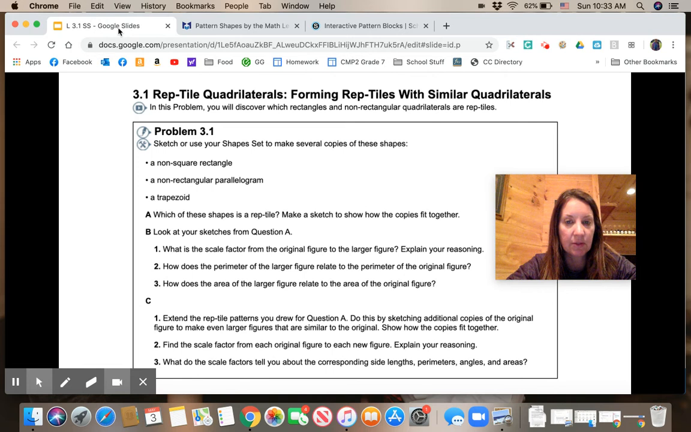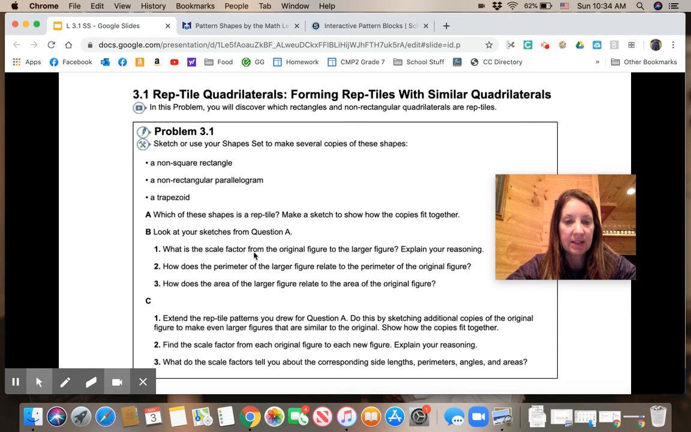Which of these shapes is a reptile? Make a sketch to show how the copies fit together. Look at your sketches from question A. What is the scale factor from the original to the larger? Explain. How does the perimeter of the larger relate to the perimeter of the original? How does the area relate to the original? So you should be able to figure out B2 and B3 based on what your scale factor was.